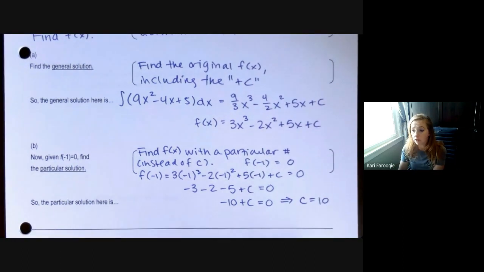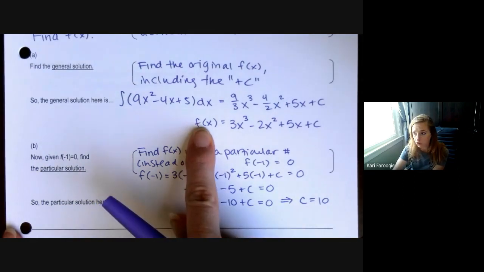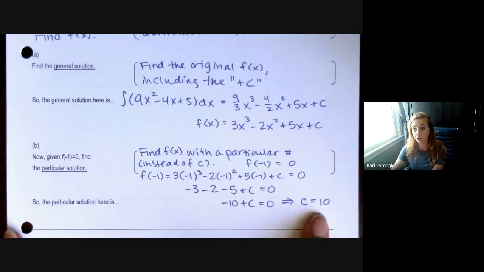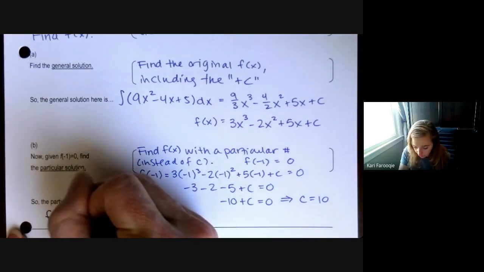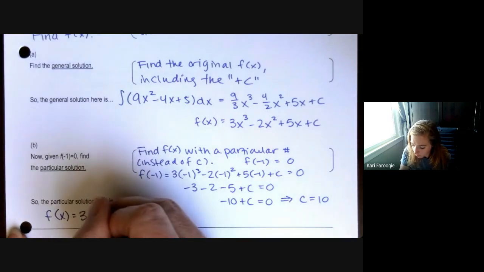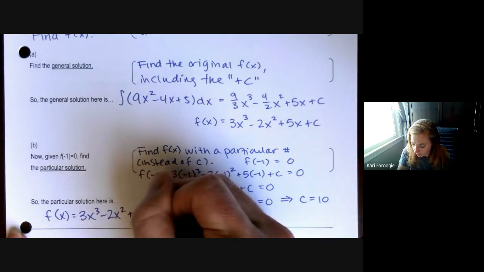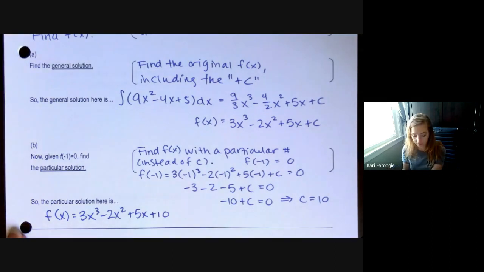So what we're finding now is a particular solution that matches this situation. We're going to go back to our original f of x that we found, that general solution. And instead of using C, we're going to use the value that we found for C, which is 10. So our particular solution for this situation is f of x equals 3x cubed minus 2x squared plus 5x. And instead of plus C, we're writing plus 10. So this is the particular solution.